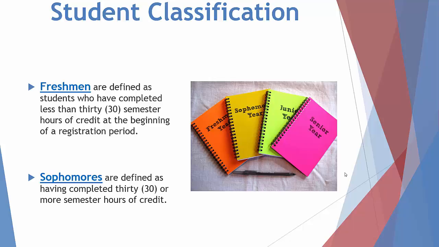Since NCTC is a community college, we offer freshman and sophomore level courses. A student is classified as a freshman if he or she has completed less than 30 semester hours of credit at the beginning of the registration period. A student is classified as a sophomore if they have completed 30 or more semester hours of credit.